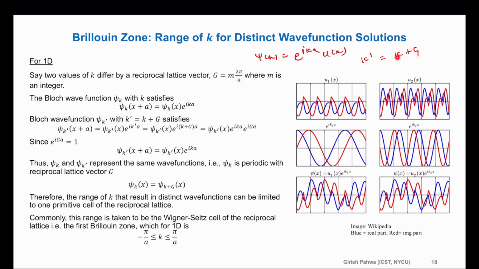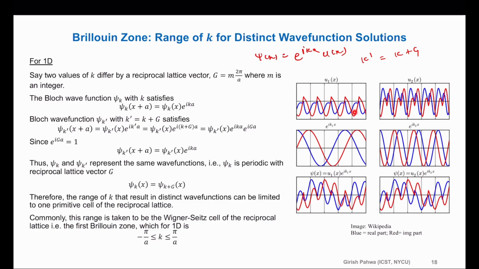k dash is k plus G, it means it's a larger wave vector. Larger wave vector means smaller wavelength. So that's why this is narrow. So this is not equal to this, right? But I still want the product to be the same. So this has to change according to the k. You get my point? That's what I'm trying to show here.